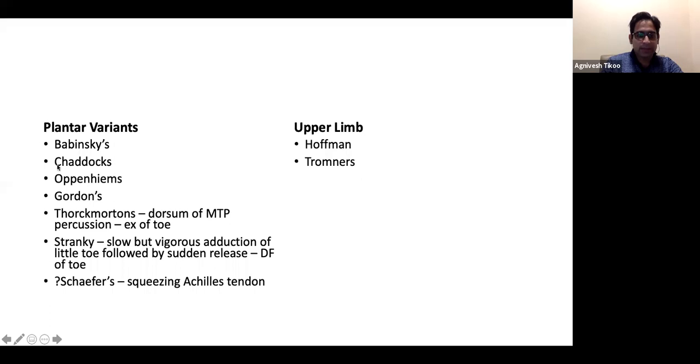Now, with these signs, usually Oppenheim's and Gordon's, if they are positive, it means that the paraplegia is of long duration, or the myelopathy is of a very long duration. In acute ones, you may get Babinski positive, but if you have these negative, it means that it is usually a recent onset upper motor neuron disease.